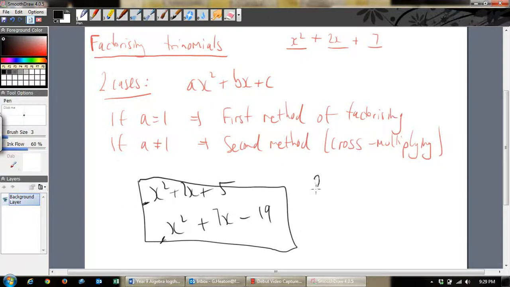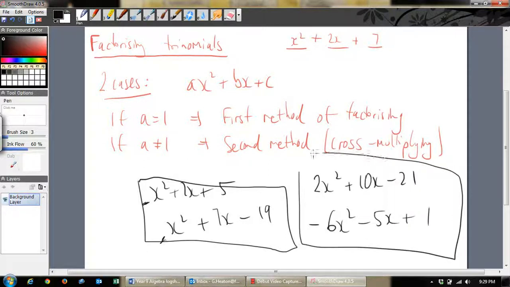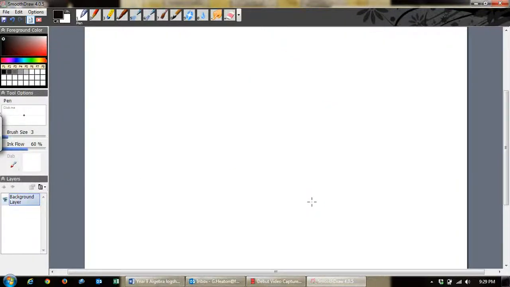The second method will be if there is a number in front of that x squared, like negative 20, or negative 6x squared minus 5x plus 1. That would be the second method. Can you see how there are numbers in front of the x squared there? That would be the second method. But let's get going. I'm just going to jump straight into examples.